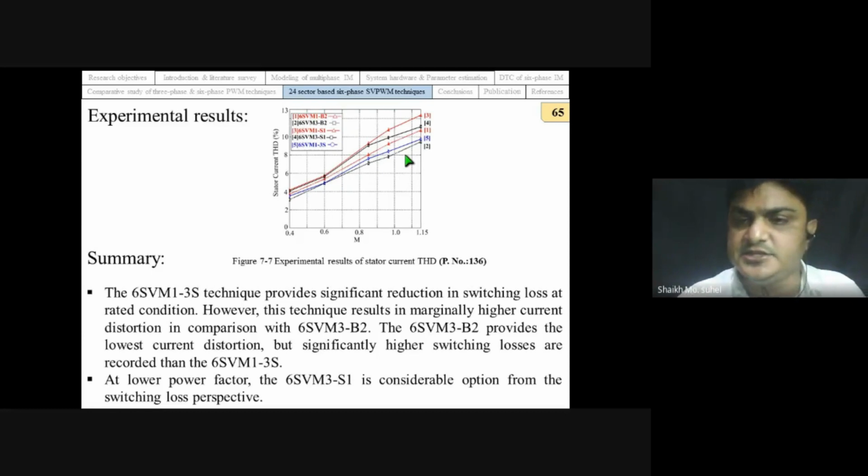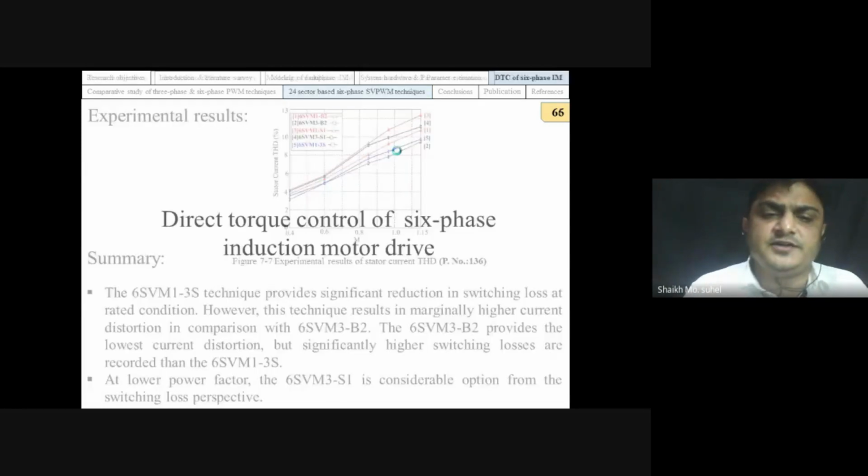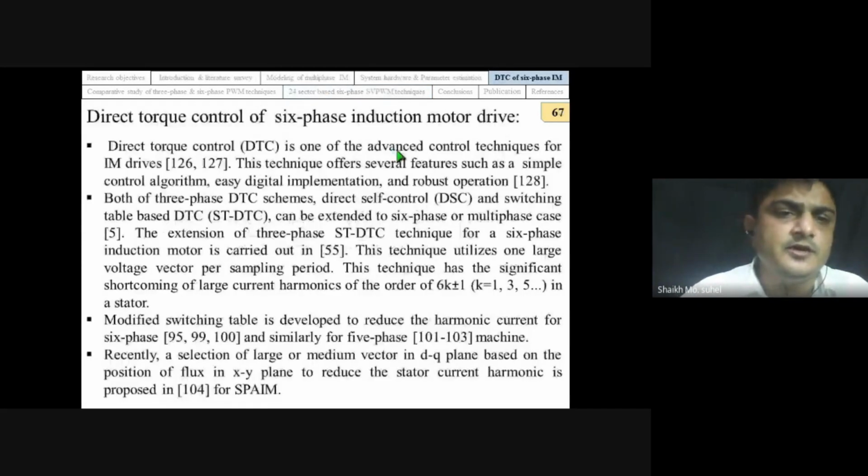The percentage reduction of switching loss is very high in comparison with the increment of stator current distortion. After that, we have shifted our analysis from normal PWM technique to direct torque control, or advanced control technique. In advanced control technique, we have selected the direct torque control technique, that is, switching table based control technique, for implementation of DTC in 6-phase induction motor drive.